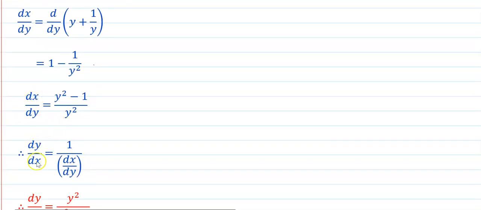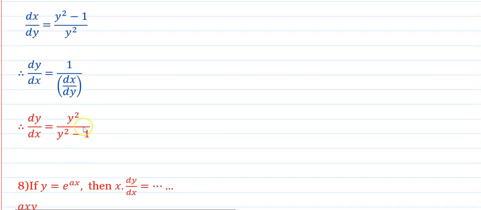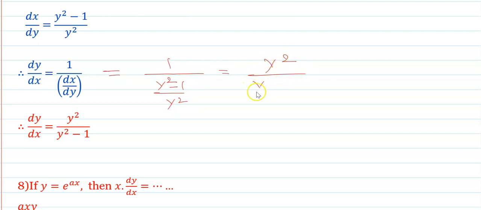But what do we want? dy by dx. Therefore, dy by dx is equals to 1 upon dx upon dy by the inverse function. Therefore, dy by dx is equals to, here we substitute the value. What is that? 1 upon dx upon dy. You will get y square minus 1 upon y square, multiplied and reciprocal. It will go to the numerator. It is y square upon y square minus 1. This is the answer. dy by dx is equals to y square upon y square minus 1.